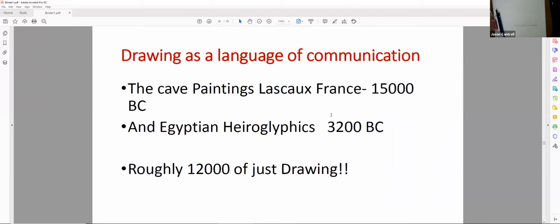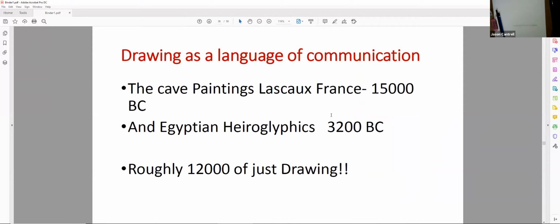Okay, before we get into drawing, I hope I'm not boring everyone. I just think that the language of drawing is a very fascinating way of communication. Drawing is a language of communication. Some of the first drawings were really not drawings of a building. I'm sure you've seen this in your art history class or history classes, but the cave paintings in Lascaux, France, roughly 15,000 BC, are some of the earliest forms of drawings.